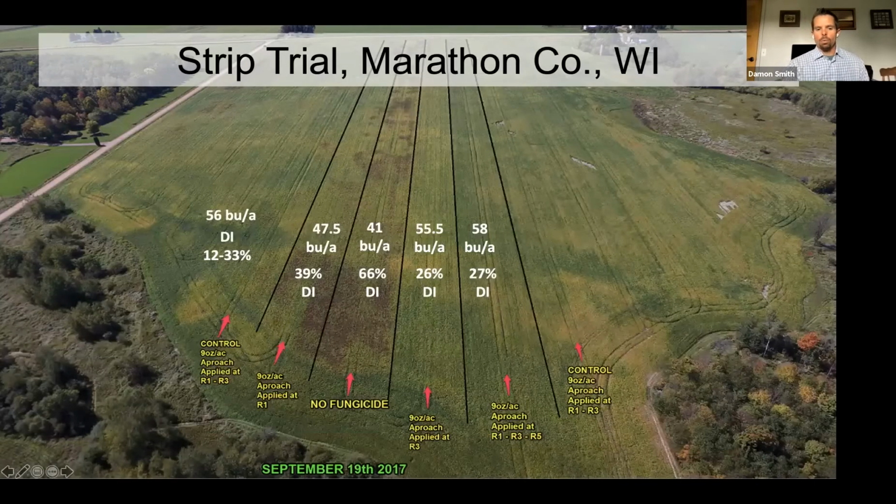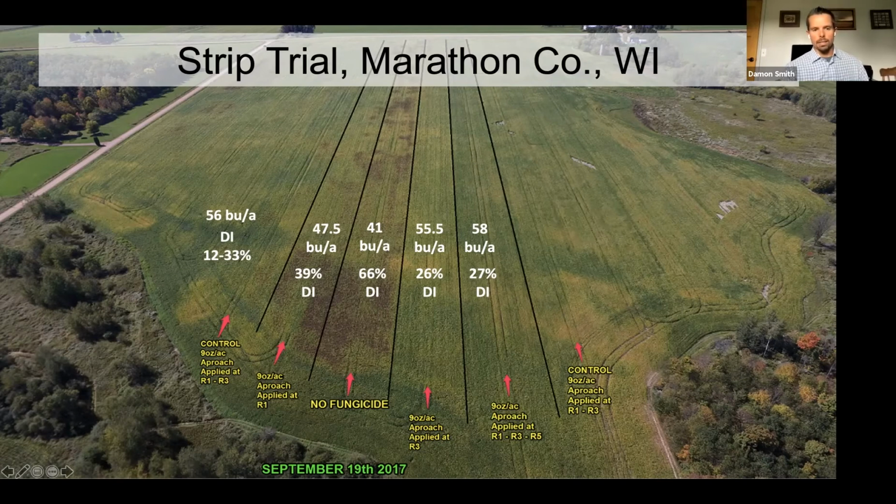Just to show you a real world situation where this type of technology could be used. This is a strip trial in Marathon County a few years back, where we looked at the timing of application of the Approach program. The typical Approach picoxystrobin program here would be a 2-spray program. You can see 9 ounces of Approach on this side of the field, and then we've got the same program on this side.